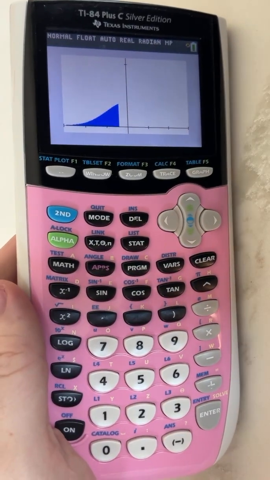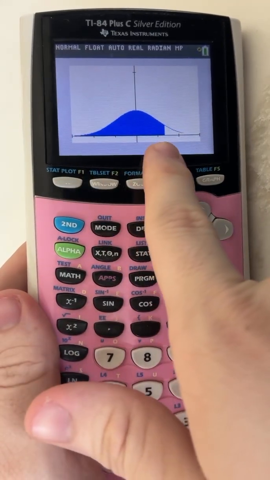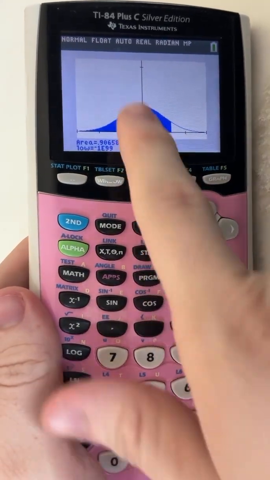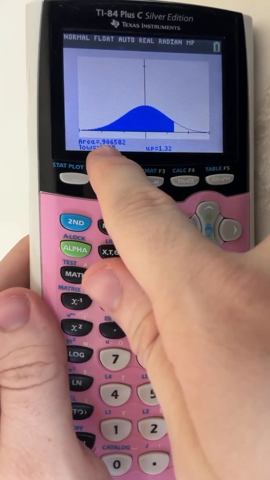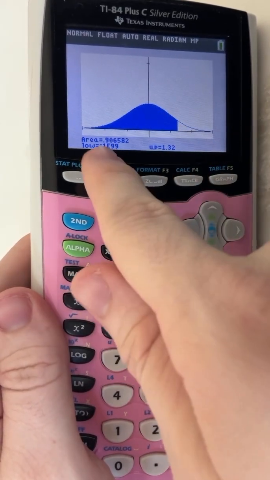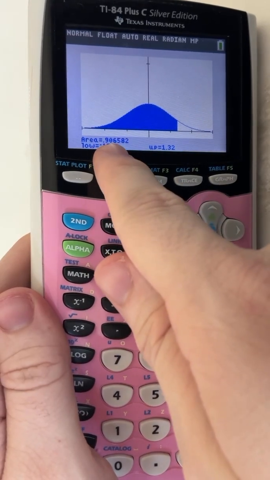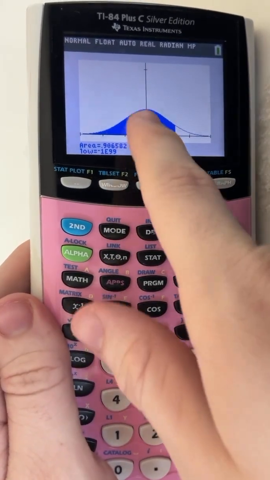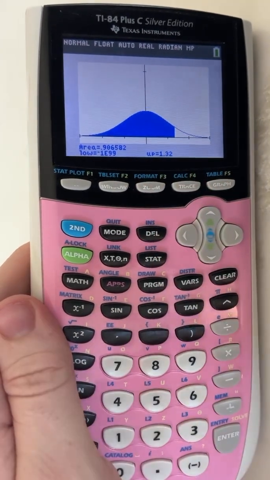And so as you can see, it draws a nice normal distribution with the area up until a z-score of 1.32 for the standard normal distribution. And it tells us this blue area is 0.906582, or 90.66% of the area has a z-score less than 1.32.